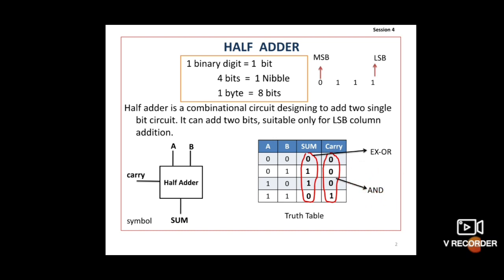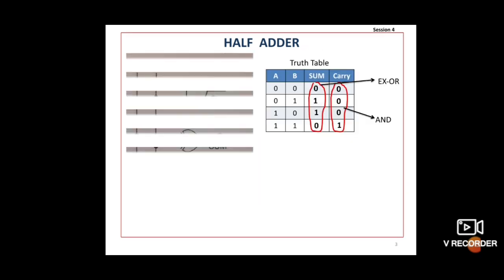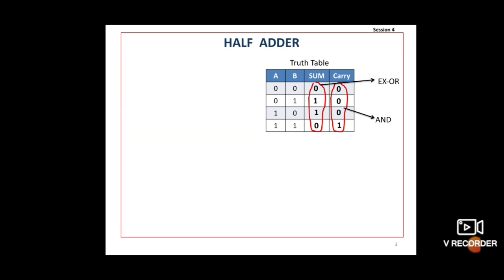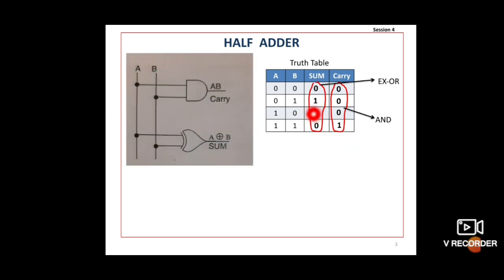Now see the circuit diagram for this half adder. Sum uses an XOR gate and carry uses an AND gate. A and B are inputs. The AND gate is used for carry, A dot B. The XOR gate is used for sum, A plus B. This is the circuit diagram of half adder.